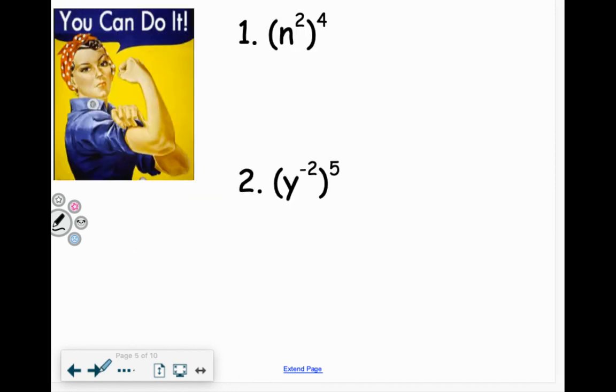So some quick examples here with you guys. What I'd like you to do at this point, pause the video, try these 2 problems. I'm going to go through them real quick here, but pause this video and try these 2.